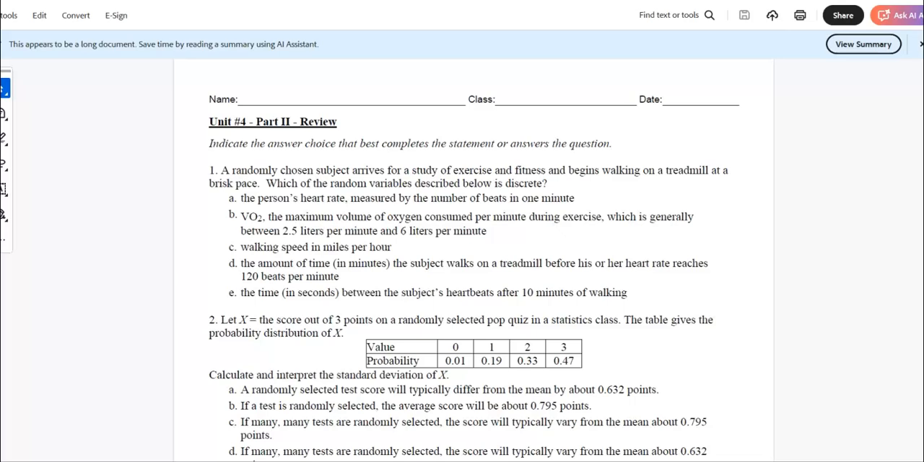Okay, let's start with the review here. A randomly chosen subject arrives for a study of exercises and fitness and begins walking on a treadmill at a brisk pace. Which of the random variables is discrete?